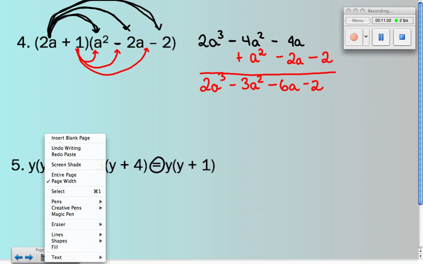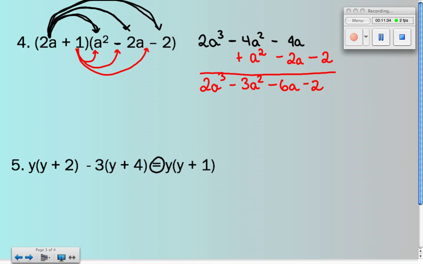I was looking for my eraser, but I can't find it. All right, so let's just move from left to right. Let's distribute this y squared plus 2y. And the distribution ends right here because that's where the parentheses end. Now this negative 3 has to get distributed. And it stops right here because the parentheses stops there. So I get negative 3y minus 12.